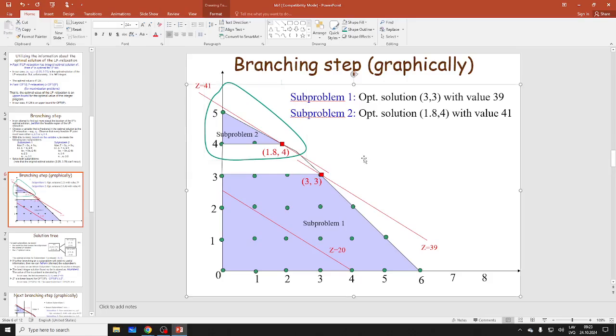So you see, this is what we need to check, basically. So what can we branch on? Well, it says 1.8.